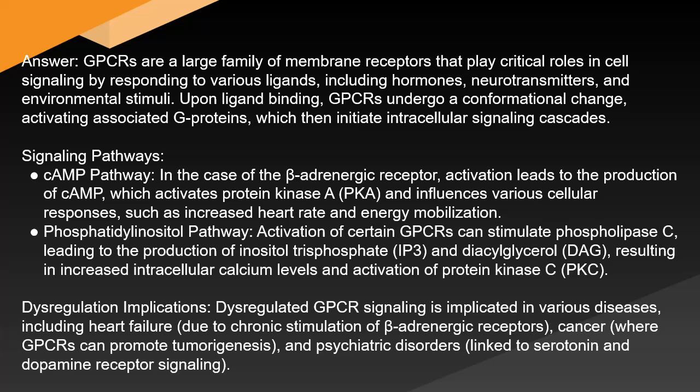Signaling pathways. cAMP pathway. In the case of the beta-adrenergic receptor, activation leads to the production of cAMP, which activates protein kinase A (PKA) and influences various cellular responses, such as increased heart rate and energy mobilization. Phosphatidylinositol pathway. Activation of certain GPCRs can stimulate phospholipase C, leading to the production of inositol trisphosphate (IP3) and diacylglycerol (DAG), resulting in increased intracellular calcium levels and activation of protein kinase C (PKC).